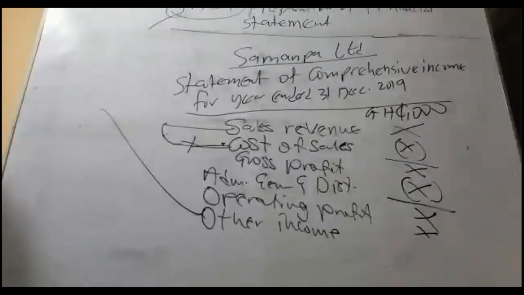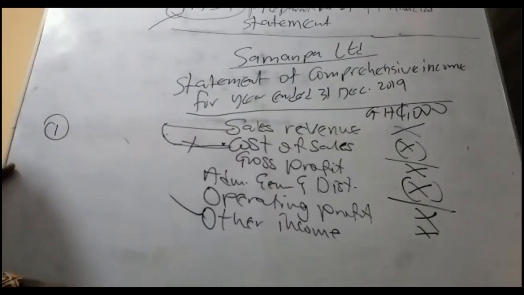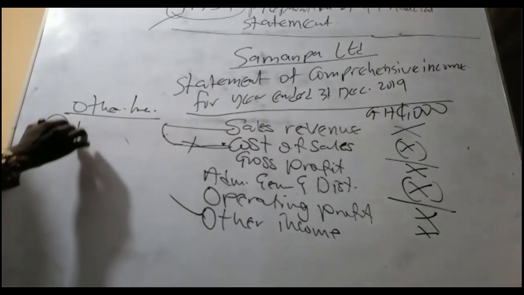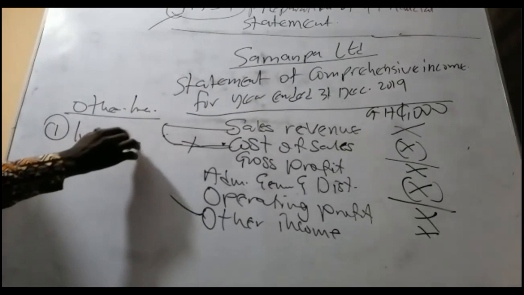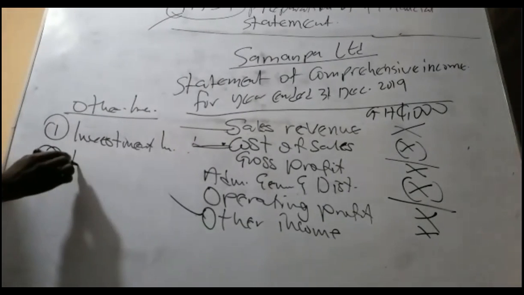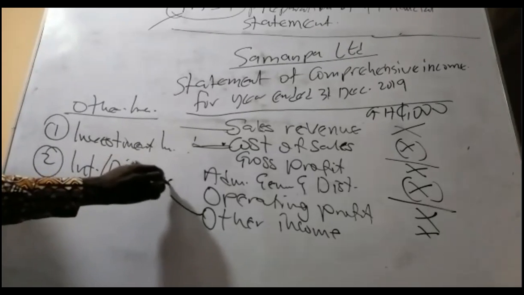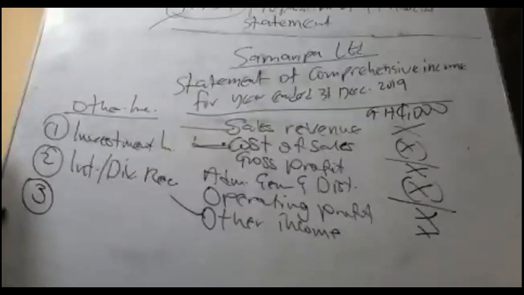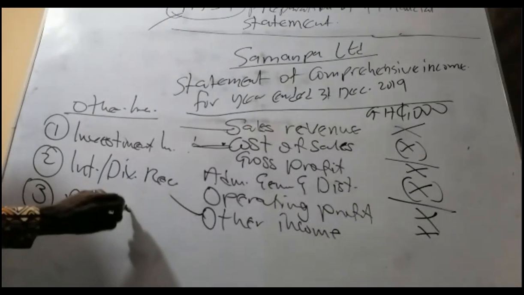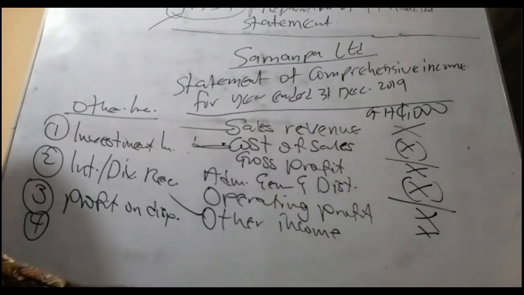So other income refers to, one, investment income. Examples of other income: investment income. Two, interest or dividend received. Three, profit on disposal. Four, rental income.